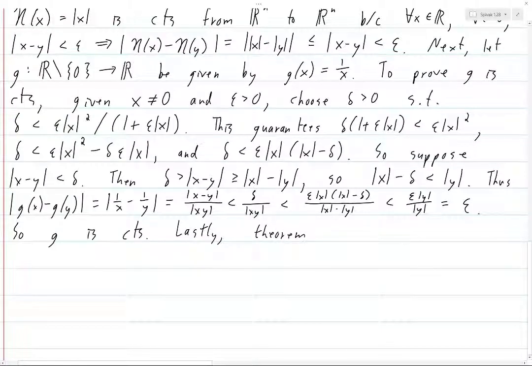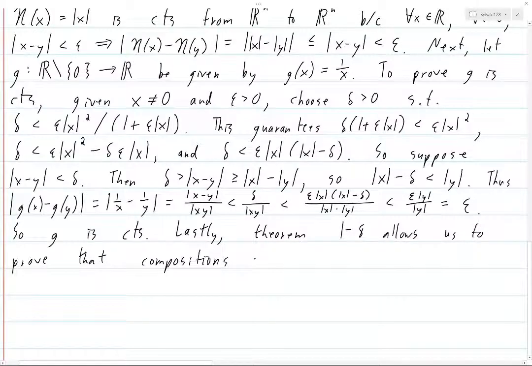theorem 1-8 allows us to prove that, and I'm surprised they didn't state this as a corollary, compositions of continuous functions are continuous. And why is that? Well, theorem 1-8 tells us that an equivalent definition of being a continuous function is that the inverse image of any open set in the codomain is an open set in the domain.